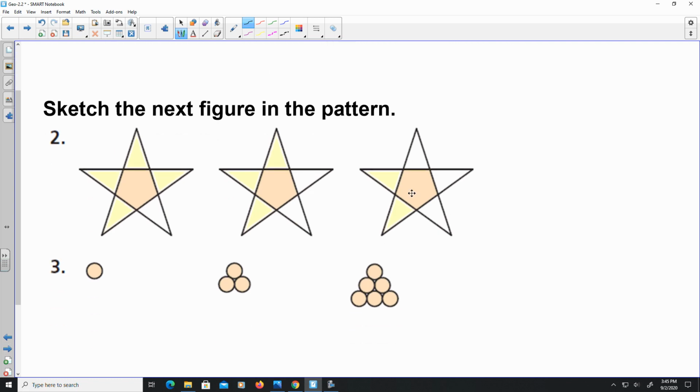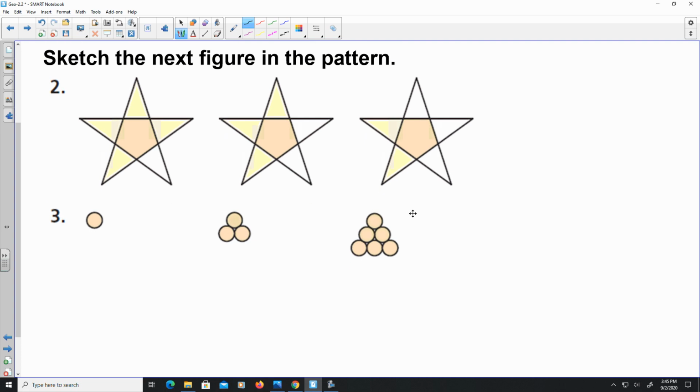All right, so here, kind of the same thing. They want you to sketch the patterns. I would recommend you give it a try. If you need help, leave a comment down below. I am more than happy to work out these problems if you need it.